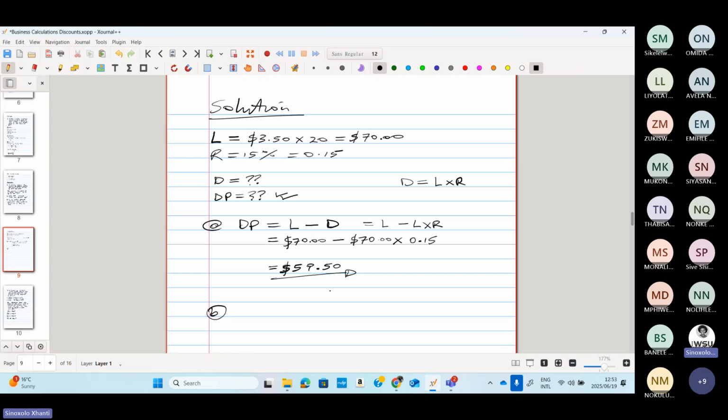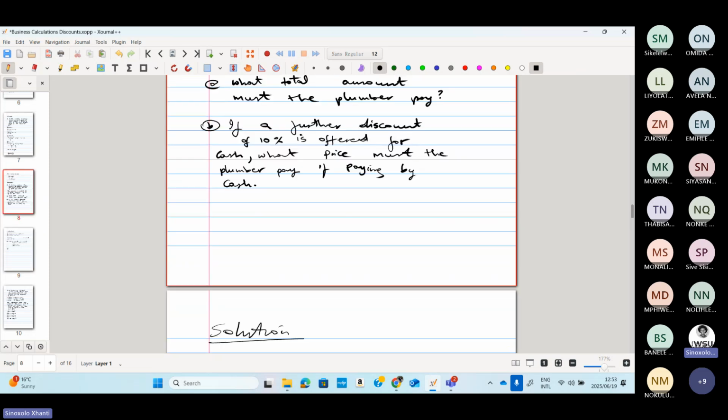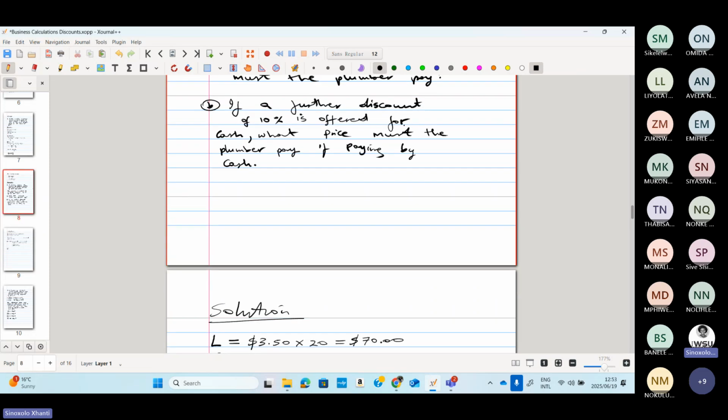Let's go and look at number B. Our number B is saying, if a further discount of 10% is applied for cash, in other words, we are having a cash discount here. If we pay now by cash, we will also get this discount. This is the second discount that is actually applied to the new price that we have. Now, the question is, how much must the plumber pay if he is paying by cash?